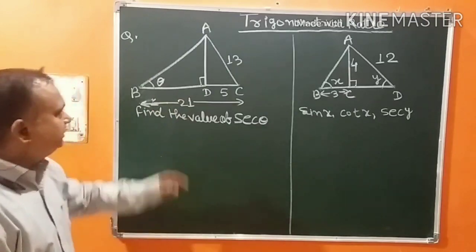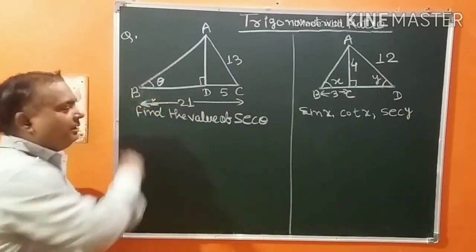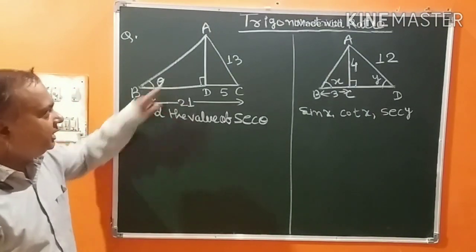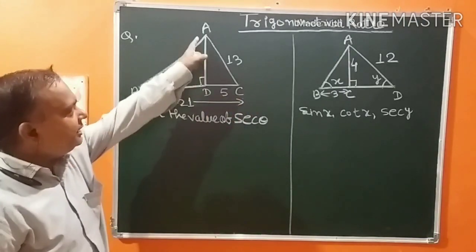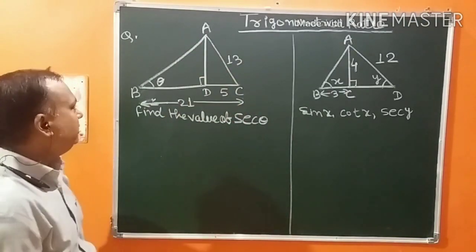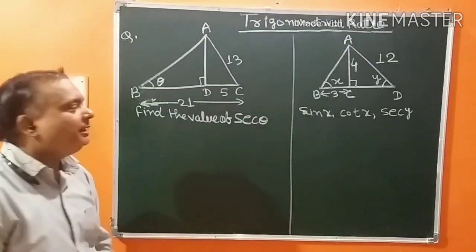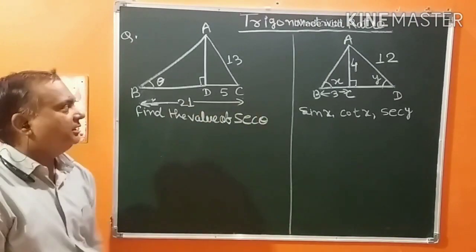Next question. In this figure, ADB is a right angle triangle. It is the angle theta. The length CD is 5 centimeter, AC is 13 centimeter, and the length between point B and C is given 21 centimeter. So we have to find the value of sec theta.